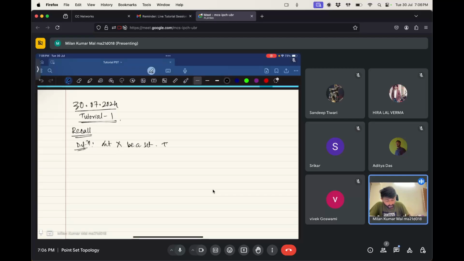The power set of X is the set whose elements are all possible subsets of X, and it is denoted by P(X). Okay, I just want to make one request.